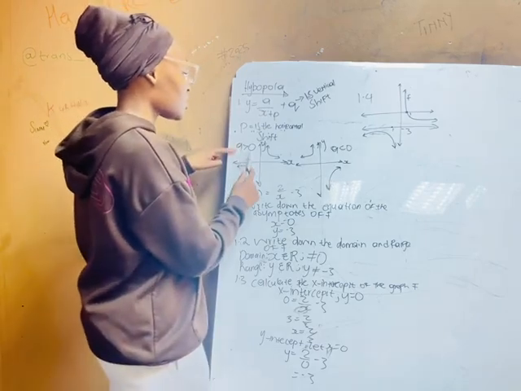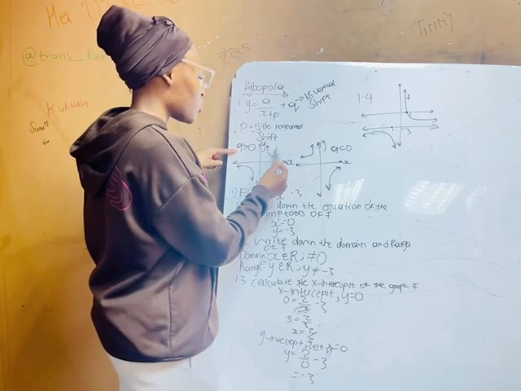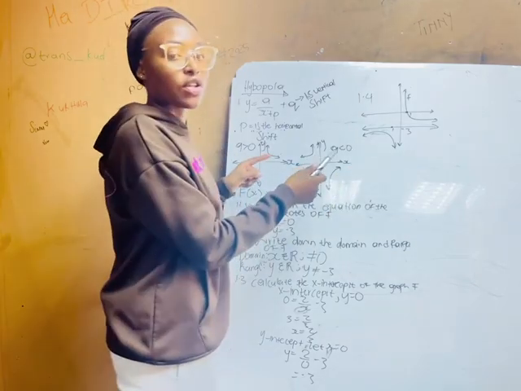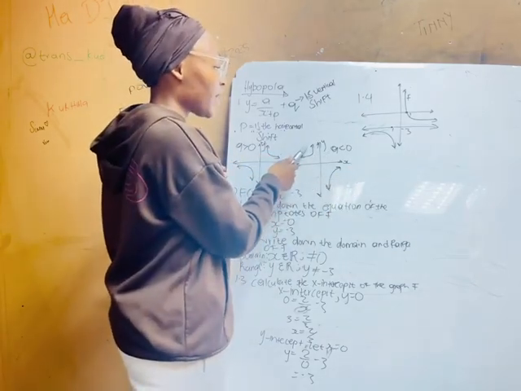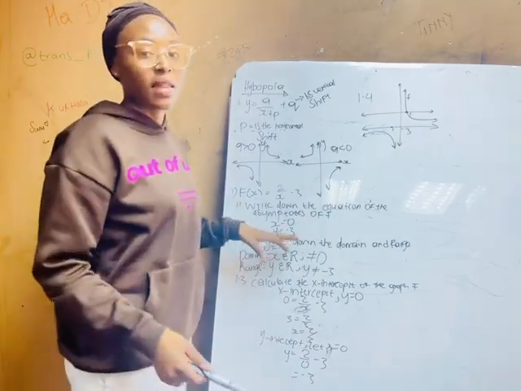When a is greater than 0, it means that our graph will be in the first quadrant and the third quadrant. And when a is less than 0, it means that our graph will be in the second and fourth quadrant. And then these are examples.